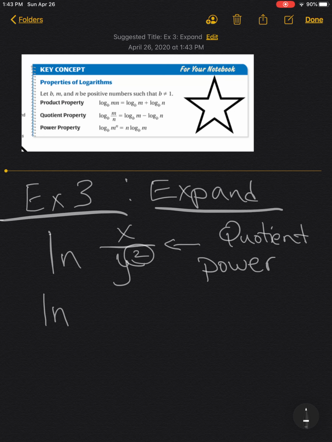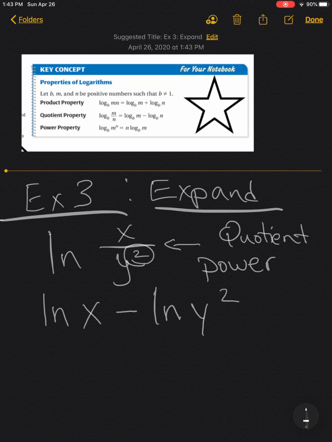Let's first take care of the quotient. So we're going to say natural log ln x. And now subtraction, because if you look above at that picture, quotient property tells us that we change division to subtraction. Natural log of y squared.